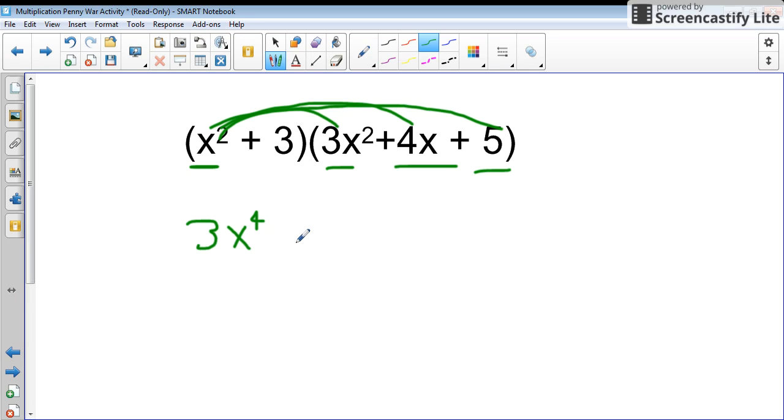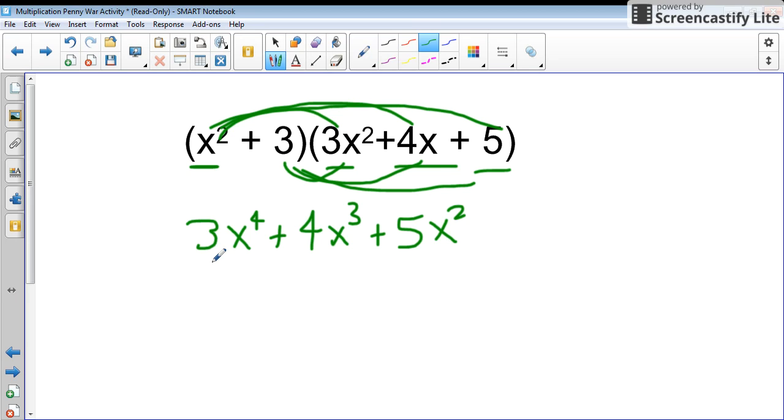And hopefully we're good enough to do these in our head now. 4x to the third. Again, I just brought down the plus sign, bring down the other plus sign, and then 5 times x squared is obviously just 5x squared. Sweet. That is half the problem. The other half comes from these. 3 times 3x squared is 9x squared. I'll just do this part for you.